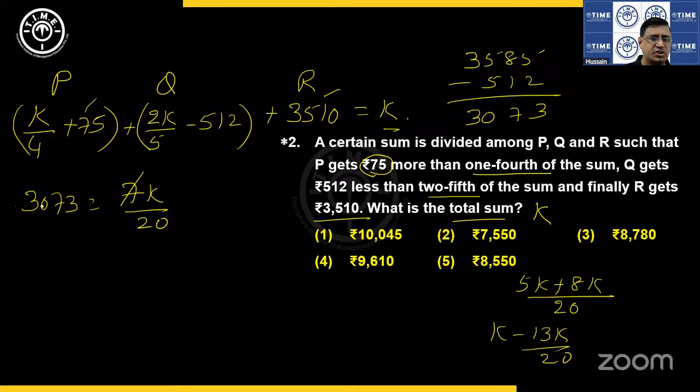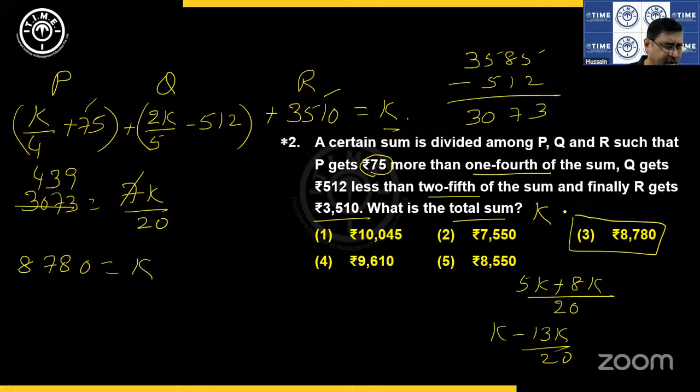7K by 20. Now simplify. What is the cancellation? 7 goes how many times? 4 times 28. Now 3 times 21 and 9 times. Now multiply this. Now the result is 8780. That is option number 3. The third choice is the right answer.